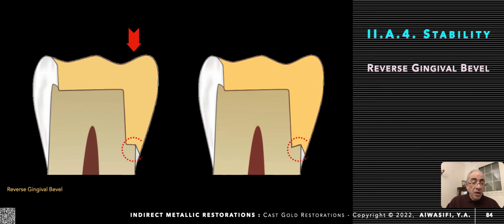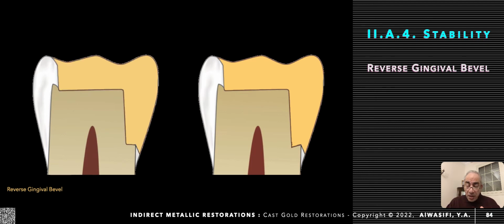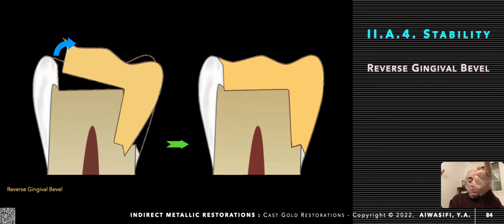When the force is applied, it will be analyzed, due to this slope to the outside, to produce a component of force which is directed to the outside. This outside direction tends to rotate your cast restoration around the axiobulbar line angle. In the case of a cast gold restoration, due to its high strength properties, we make a reverse bevel in dentine.